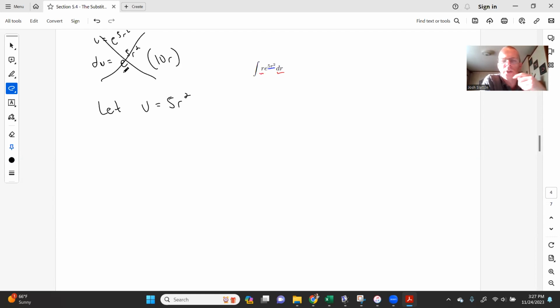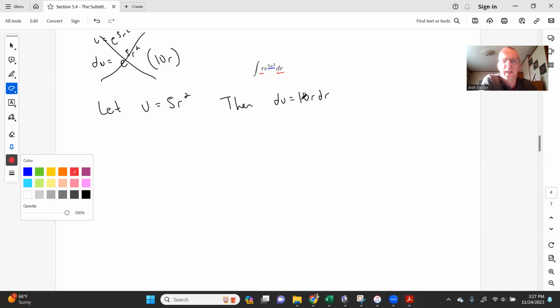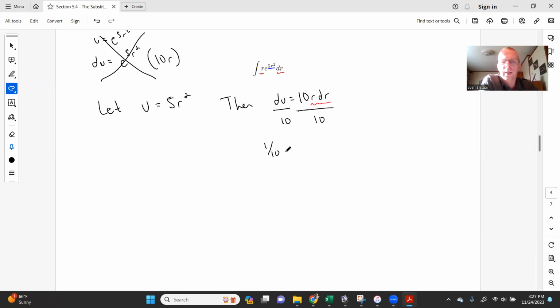And it doesn't take too much experience, but once you get a little bit of experience with these, if you aren't sure what the u is, you can try something and see if it works out nicely as far as the substitution goes. Because any of the substitutions that we're going to be doing, manipulating the du is not going to be that complex. So the red is the r dr, so we need to divide by the 10. So we get 1/10 du equals r dr. And then of course the 5r squared is the blue.